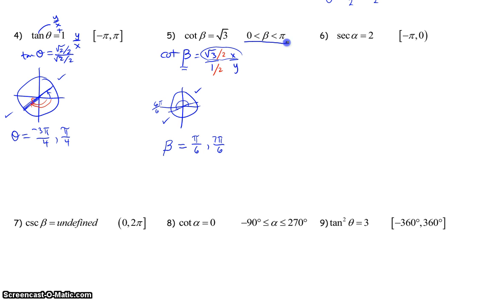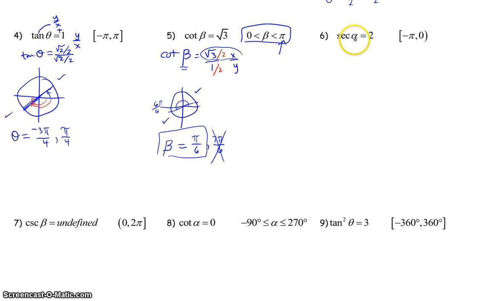Check your domain. Probably should have checked it before we did that. Oh, look at this. Beta can only be between 0 and pi. We went a little too far then by writing down that second answer. So our only answer would be pi over 6, because 7 pi over 6 is beyond our domain. We wouldn't include it. Okay, let's try secant here, and this symbol is called alpha.